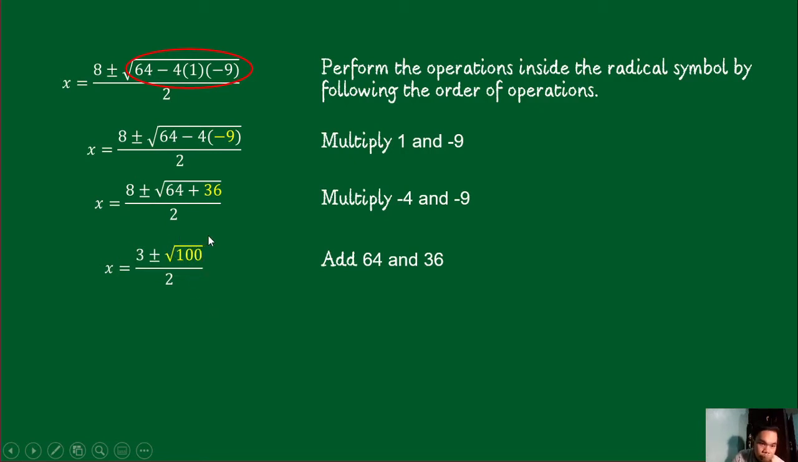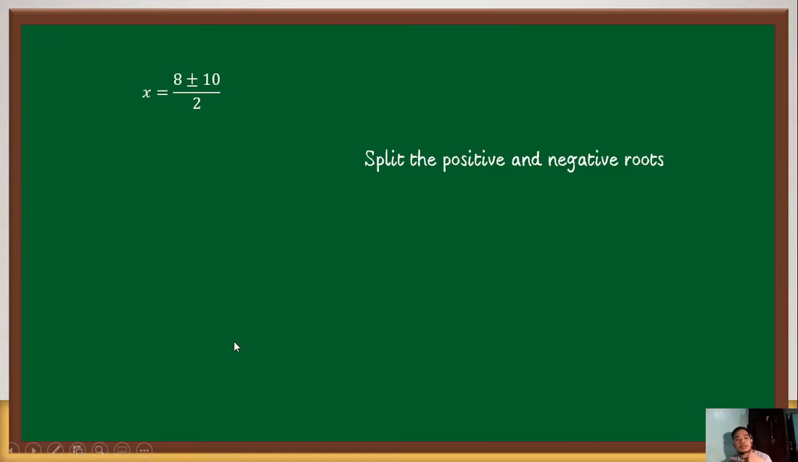So now we have the square root of 100. Then after that, we're going to extract the square root of 100. The square root of 100 is equal to 10. Okay, class, sorry, hindi ko to napansin. This should be 8. So now we have x equals 8 plus or minus 10 all over 2. Then after that, we're going to split the positive and negative roots of 10.